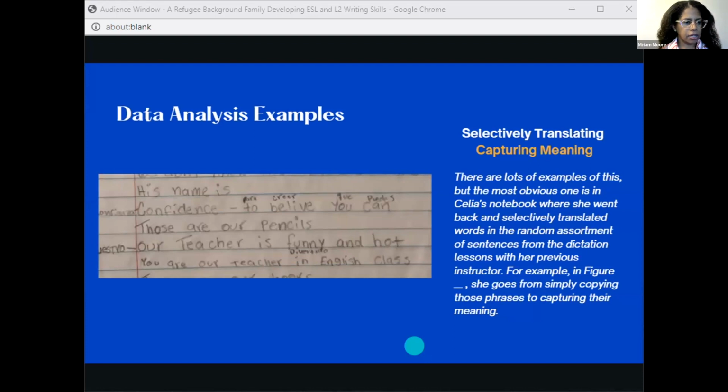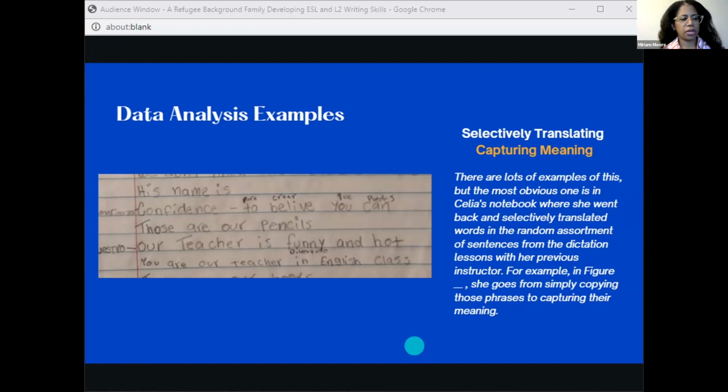So here, this is a good example. In the margin, she wrote confianza, which is her translation of confidence. And she wrote "to believe you can," para creer que puedes, at the top. However, this definition is more like trust. It's not exactly right, but it gets the idea, and she would be able to use confidence in a sentence.